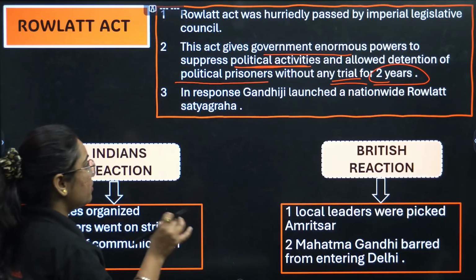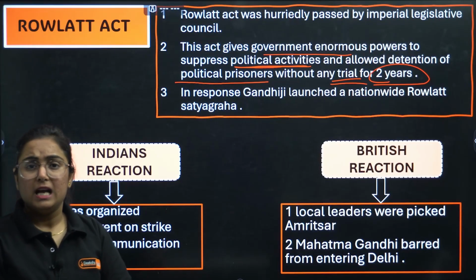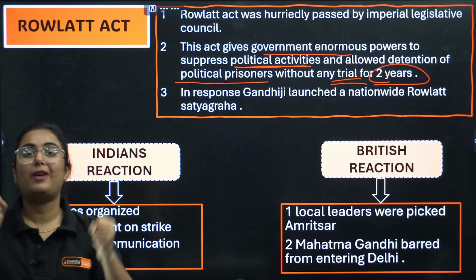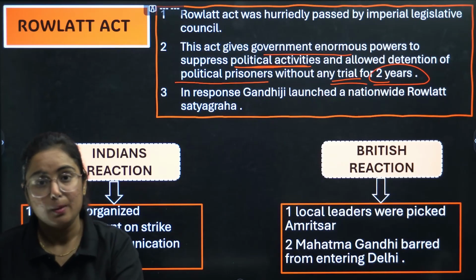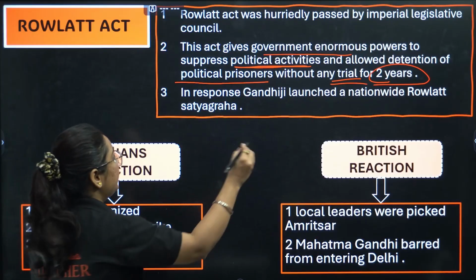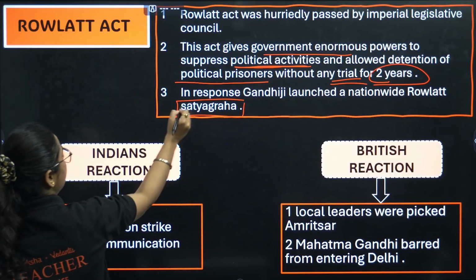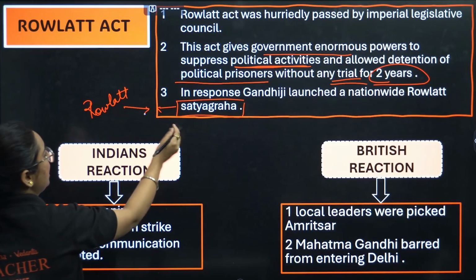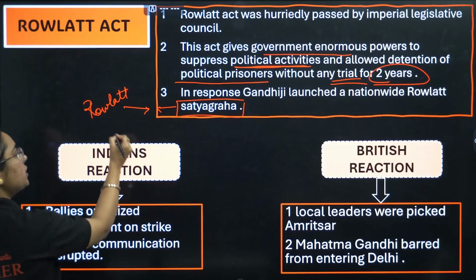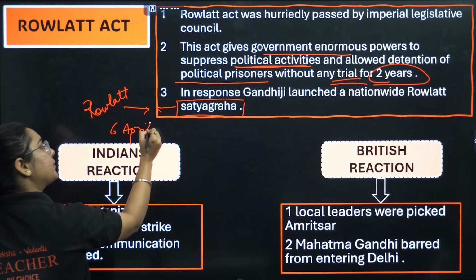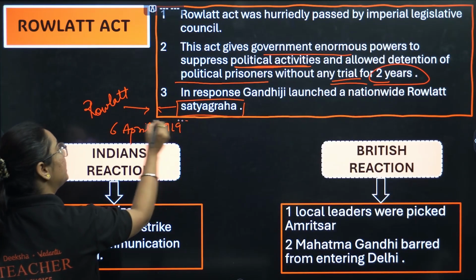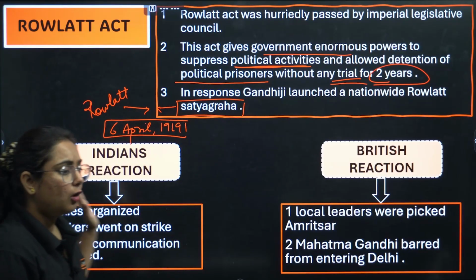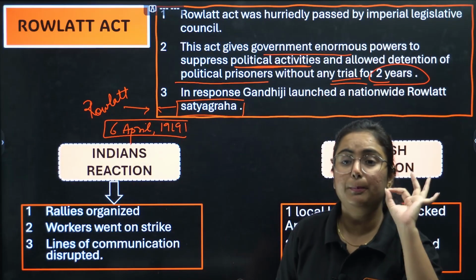Mark all the keywords. In response to that, Gandhiji stood. Gandhiji thought that this is a very good opportunity to start a nationwide protest, a Satyagraha, a peaceful protest against that. And he declared that in response to this act, we will be launching the Rowlatt Satyagraha from April 6th, and this is the year 1919. Gandhiji declared the Rowlatt Satyagraha will be launched and we will be peacefully protesting.